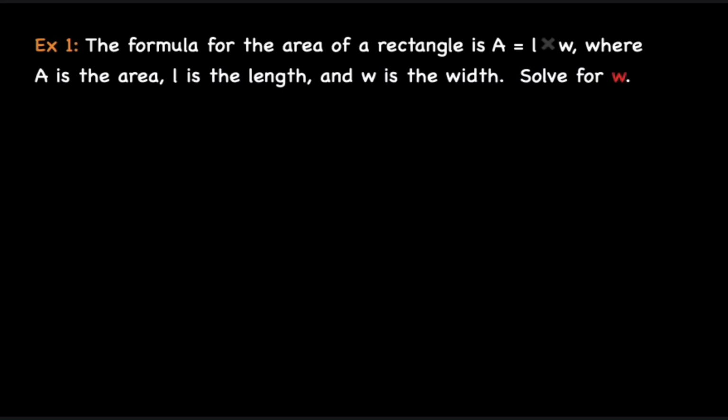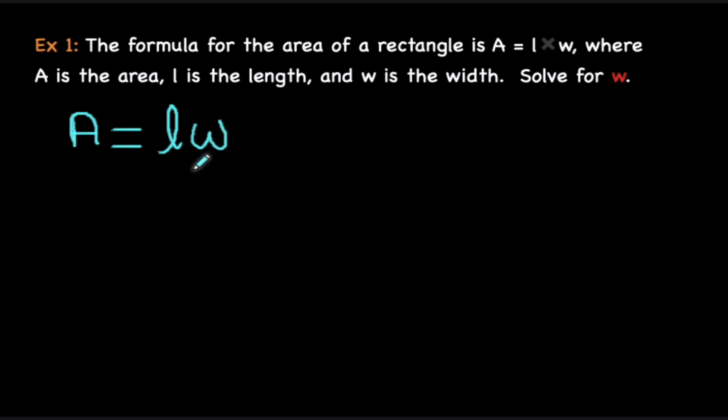So for the first example, we have the formula for the area of a rectangle, which is A equals L times W, or area equals length times the width. So we're told to solve for W. So let's go ahead and do that. Let's rewrite the equation here. So A equals L times W.